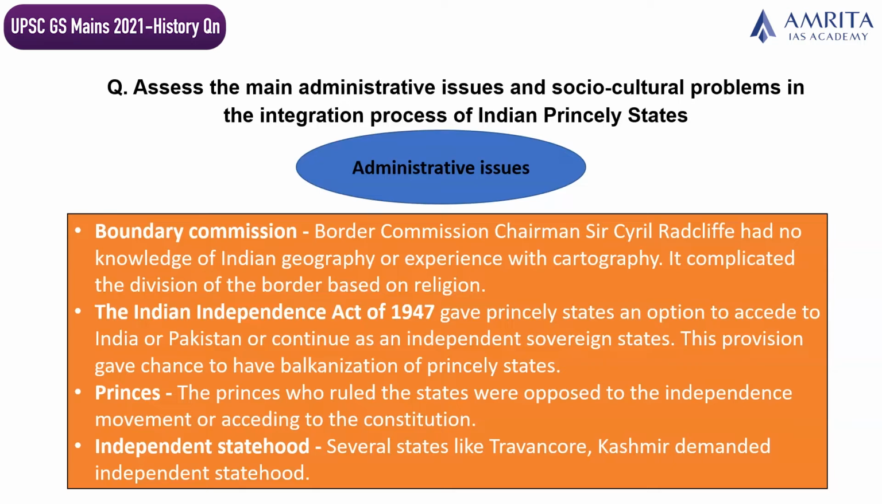Now, students, when we talk about the administrative issues, the first important issue that you can highlight is the Boundary Commission. As we all know, the Britishers, as a part of the Indian Independence Act of 1947, constituted a boundary commission to draw the boundary between the newly created two dominions, that is India and Pakistan.